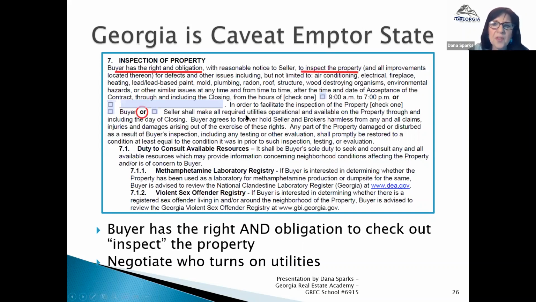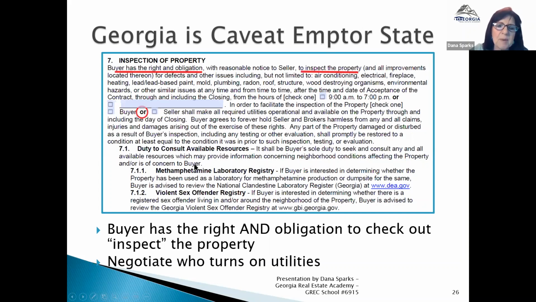Now, here's another thing. Make sure these little checkboxes are difficult to see. Buyer or seller shall make all required utilities operational and available on the property through and including day of closing. Why through day of closing? Well, first of all, you're going to need inspection done and appraisal done, but through day of closing, so you can do a walkthrough. But just make sure that you write who is going to be responsible for those utilities.